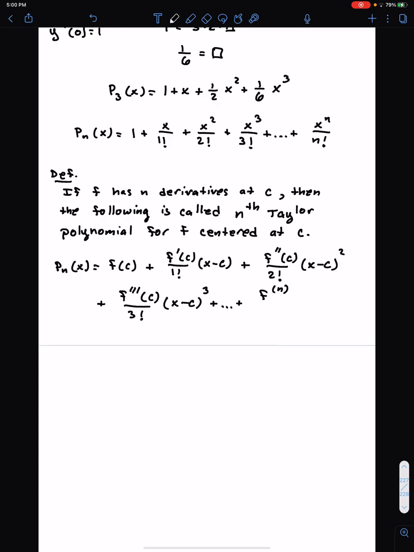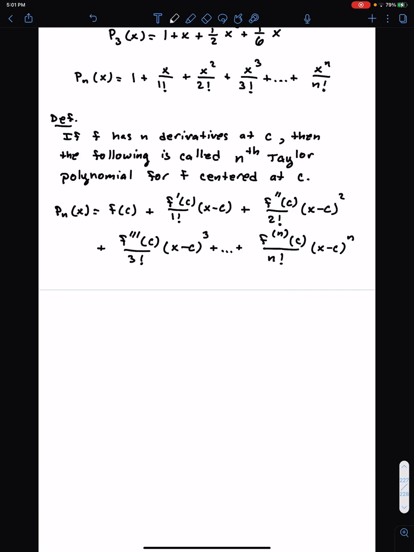The nth term is the nth derivative at c divided by n factorial times x minus c to the n. As a series, this can be written as the sum as i goes from 0 to n of f superscript i at c divided by i factorial times x minus c to the ith power.